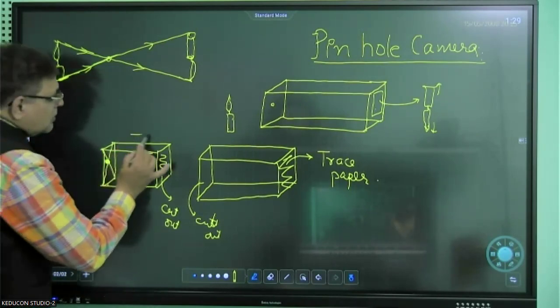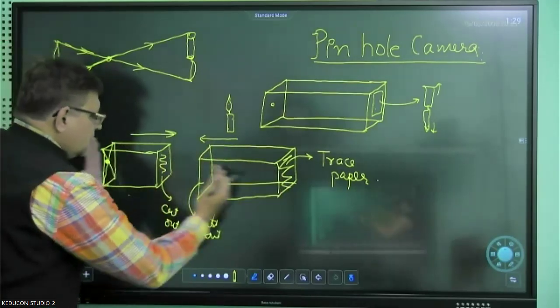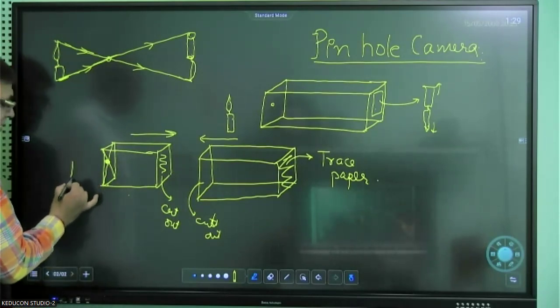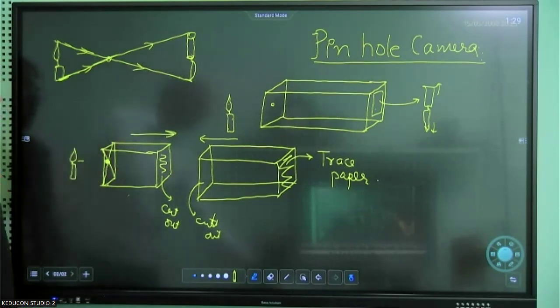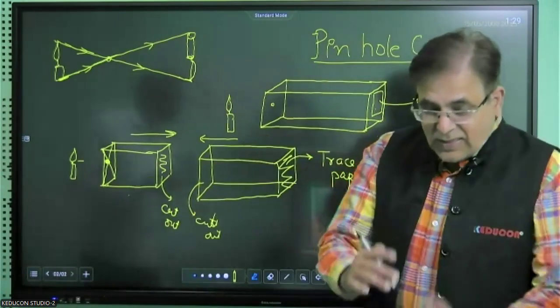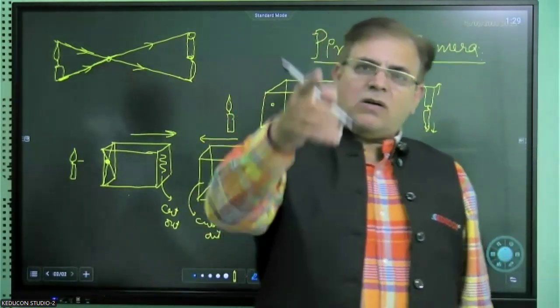The smaller box will be able to slide into the larger box such that the desired length of the pinhole camera can be adjusted, and here the burning candle will serve as the object. So this only, now we will see it with the help of an activity here. Okay, shabash, be attentive.